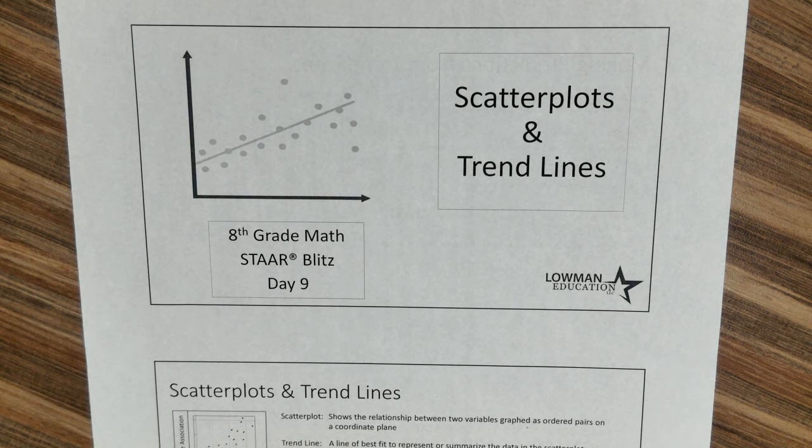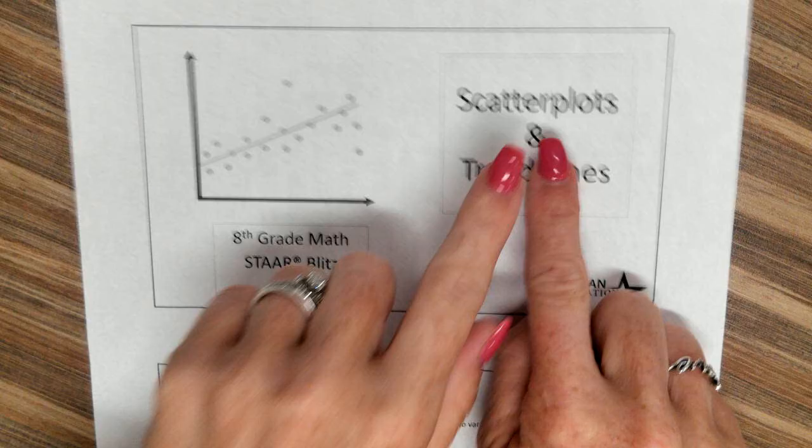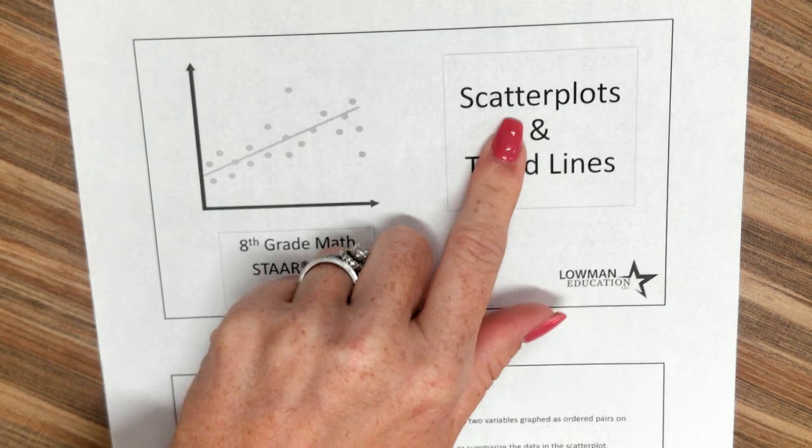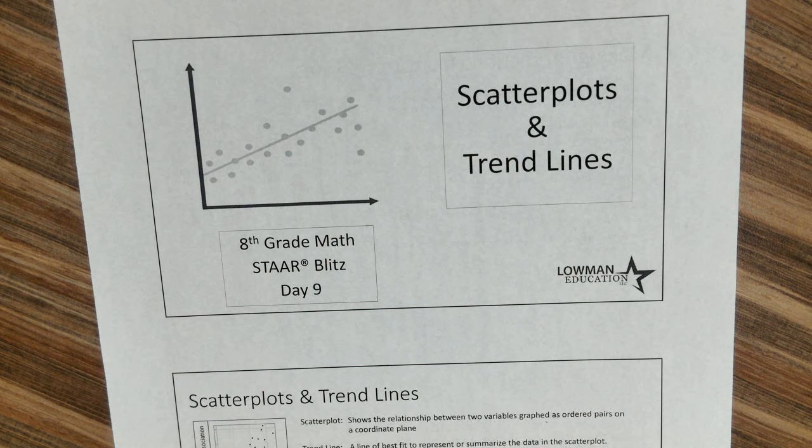So today we're on day 9, which is all about scatter plots and trend lines. This is super easy. It is heavily tested, so you need to make sure you know how to do it. A scatter plot is a graph that shows a relationship between two sets of data. For example, the temperature outside and snow cone sales.